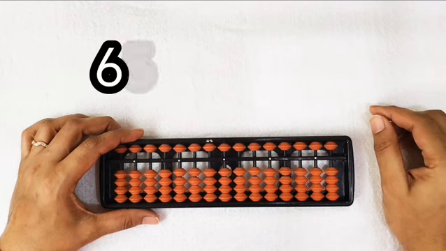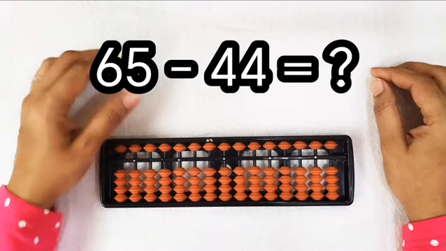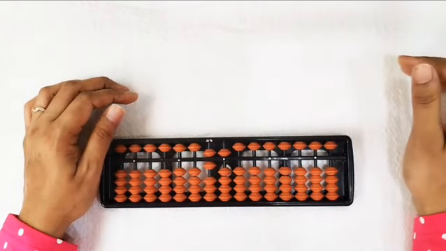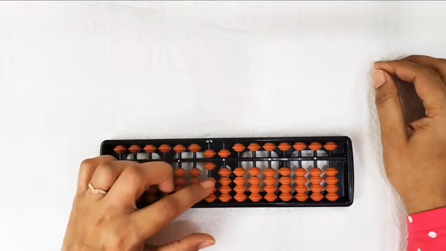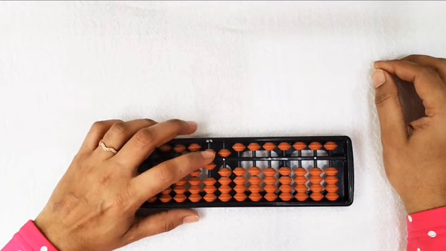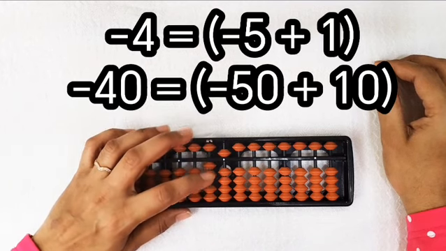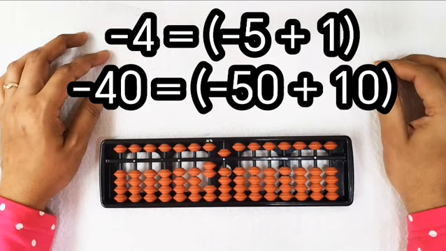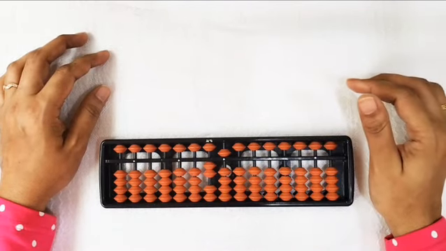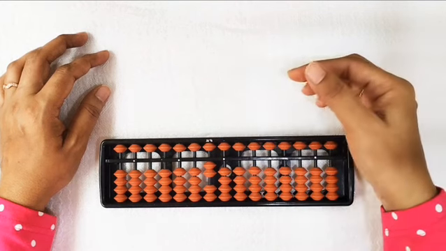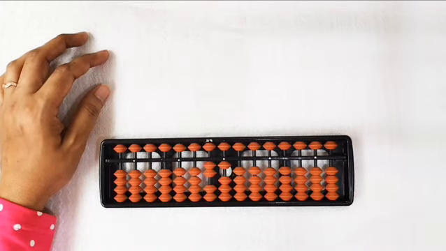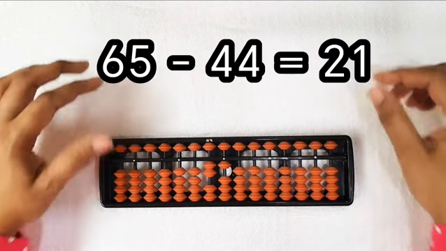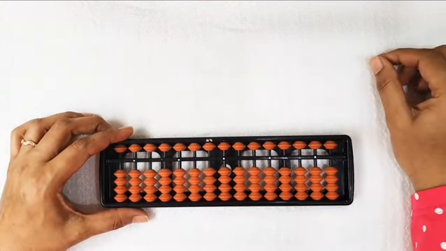65 less 44. 65 less 44. Now how will I do 44? Do I have enough beads? No. So again less the boss and add 4's friend. That is 1. Now again in the 1's place. Less the boss 5 and add 4's friend. That is 1. So my answer is 21. Next question.